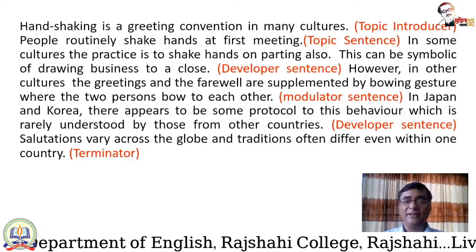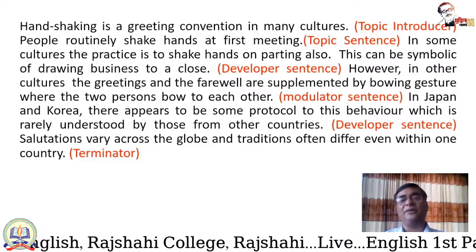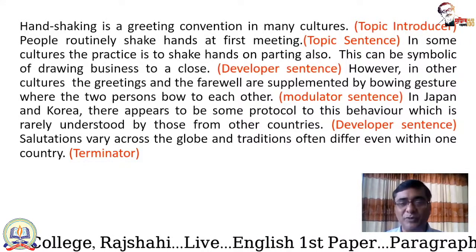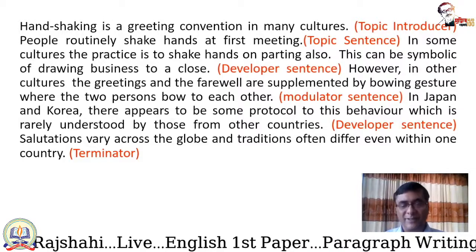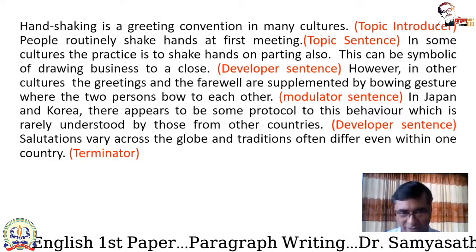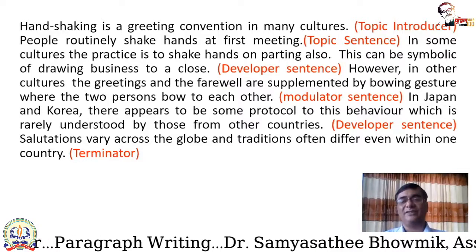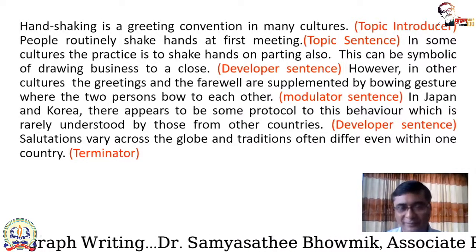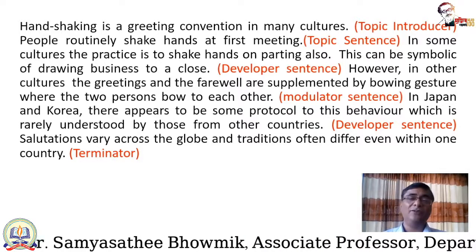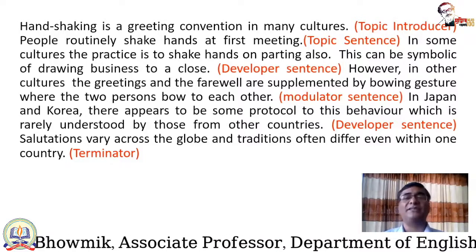And that's why we are saying that in some cases, in other cultures, the greetings and the farewell are supplemented by bowing gestures where the two persons bow to each other. So bow means bending your head, bending your body, not only head, bending your body, you are greeting another person. So this is the modulator sentence. So bowing or bending the body is not our concern in this paragraph, but we are using the example. Why? In order to give more focus on handshaking as a convention in our first meeting.